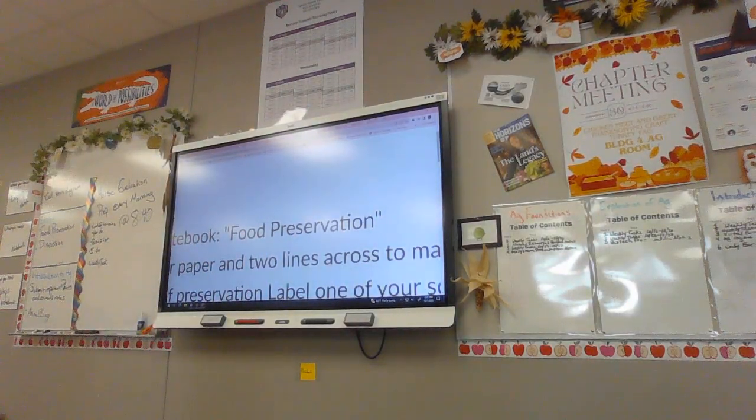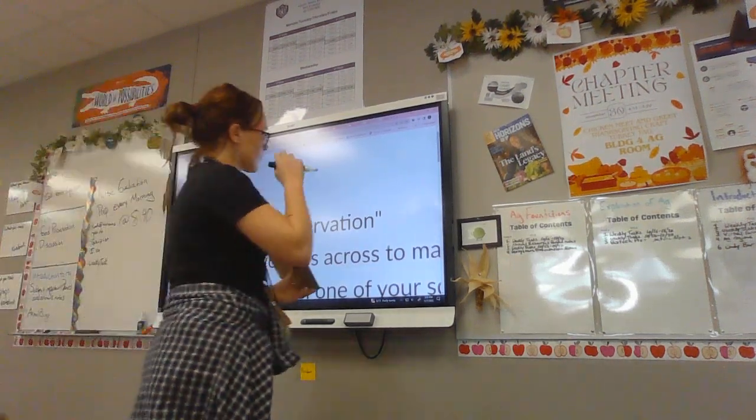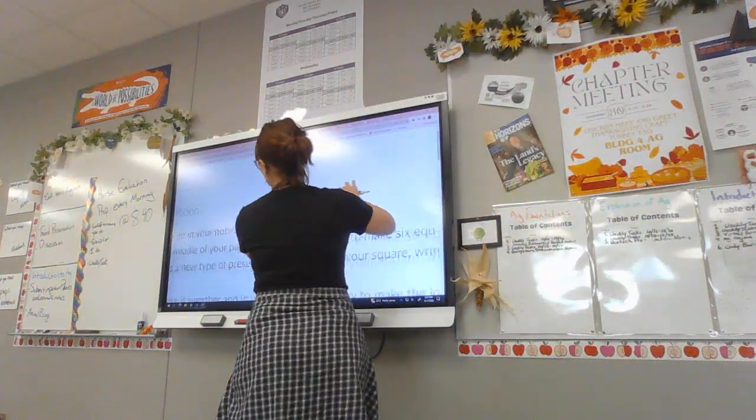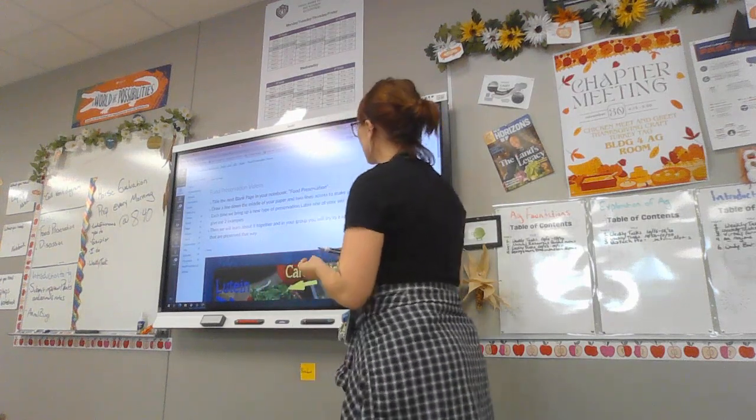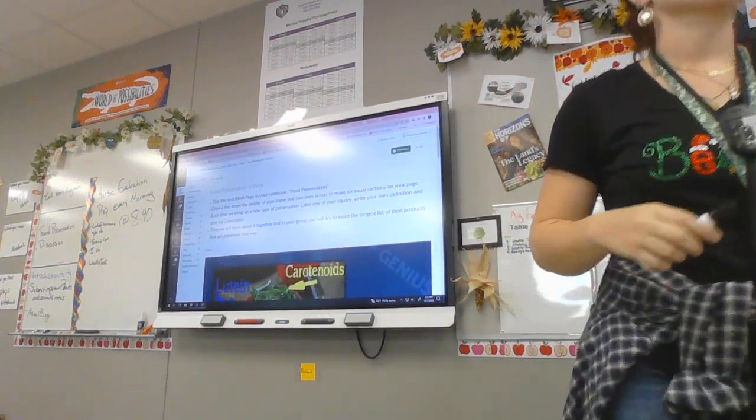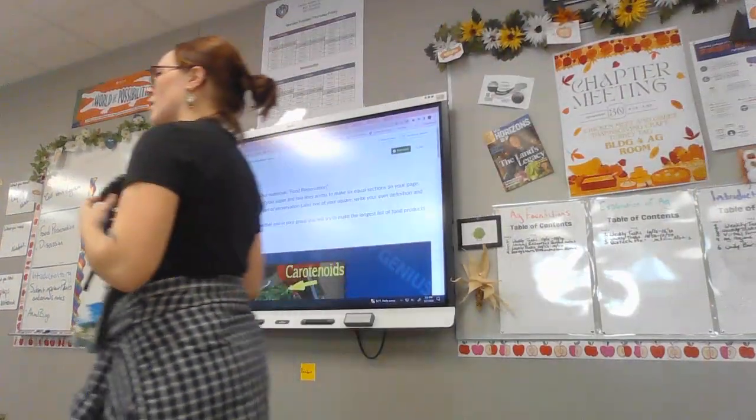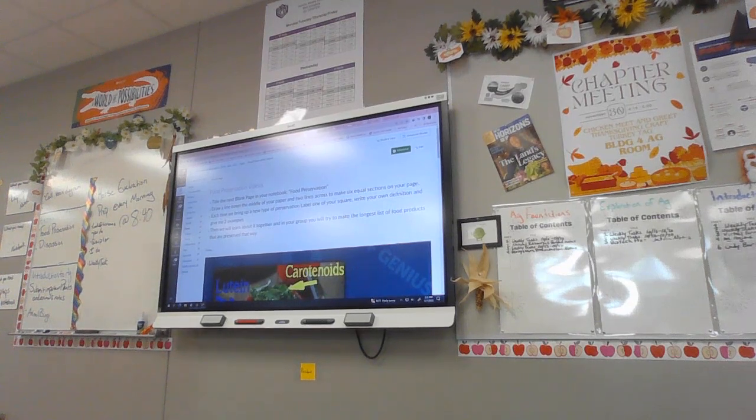This is because there's 6 different types of preservation that we're going to look at. Each time we get to a new one, we're going to fill one of these boxes with our information. For those of you that are ready, our very first one is going to be canning. So in box number 1, we're going to title it Canning.